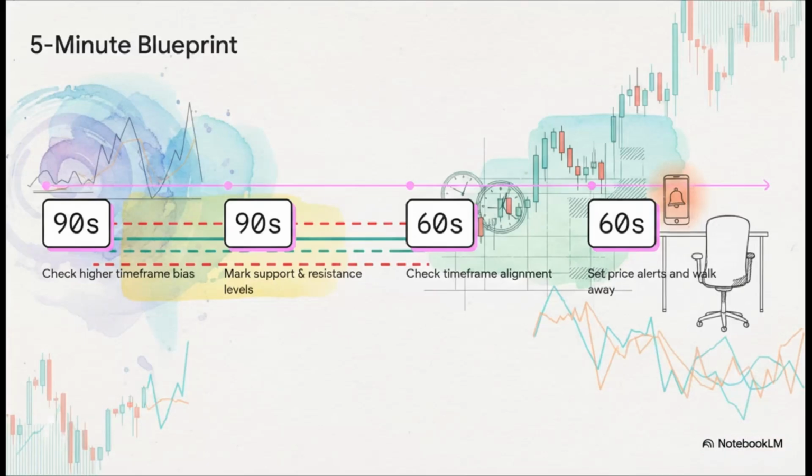And now for my favorite part, the 5-minute routine. If you want to do this every day without losing your mind staring at candles, here is your blueprint. First 90 seconds, check your higher timeframe bias. Next 90 seconds, draw those key support and resistance lines. Next 60 seconds, drop to your trading timeframe, see if everything aligns. Final 60 seconds, set price alerts at your key levels.